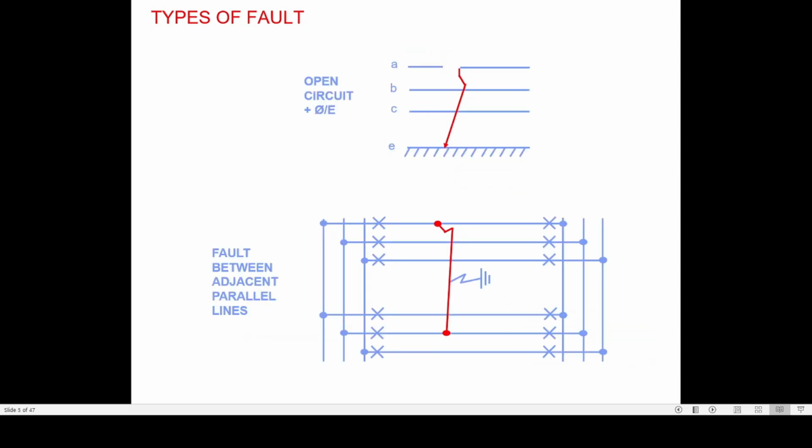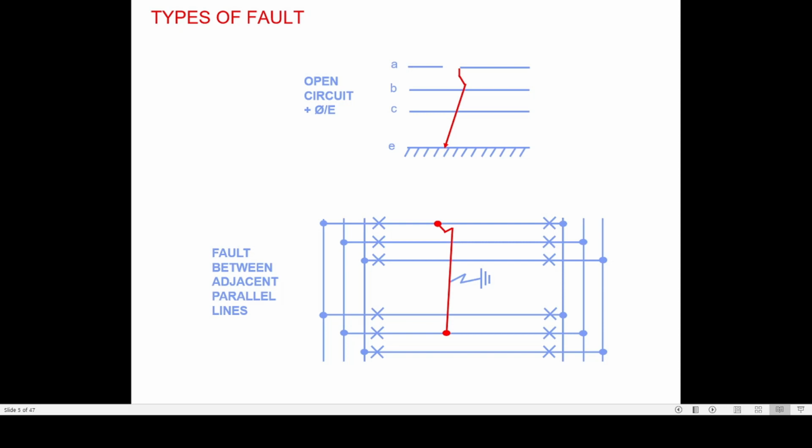There is another type of fault in the transmission lines, which occurs due to a fault between adjacent parallel lines. As you are aware, nowadays most of the utilities are using multi-circuit towers, and in these multi-circuit towers, two or three lines are running parallelly on a single tower. Now, if one conductor of one line breaks and touches the other conductors of the second line on the same multi-circuit tower, then it will lead to a fault between two adjacent parallel lines. This is one of the cases.